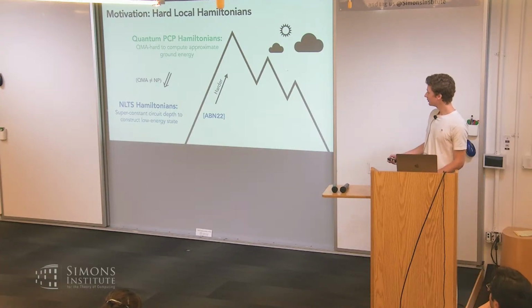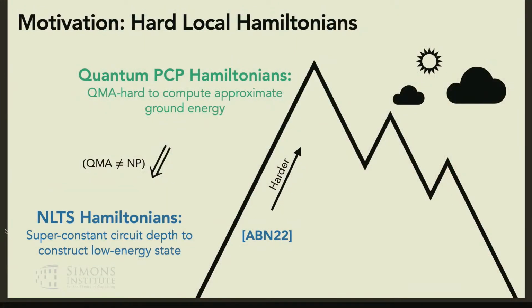So in 2022, Anshu, Breuckmann, and Nirkhe constructed the first known families of NLTS Hamiltonians. This was a big breakthrough result. Their construction was based on quantum LDPC codes, as I'll get into later. And this was one of the most important instances of progress we have towards the ultimate goal of constructing quantum PCP Hamiltonians, which are conjectured to exist by the quantum PCP conjecture.